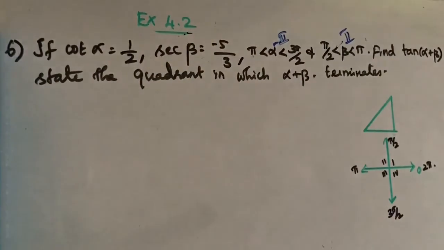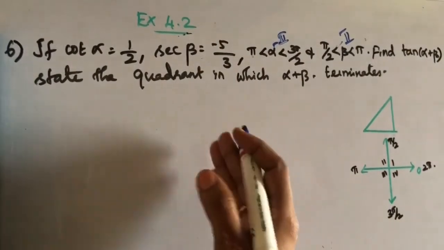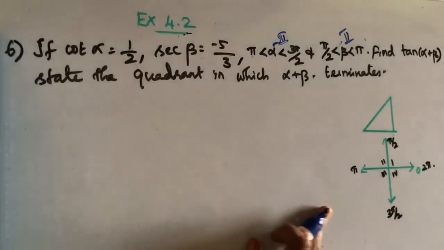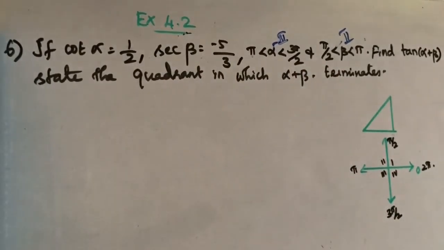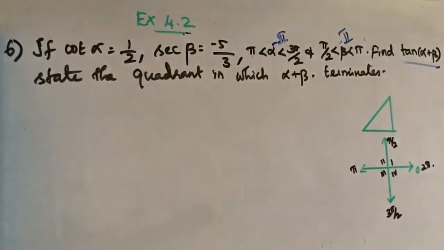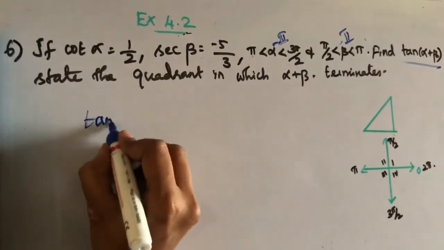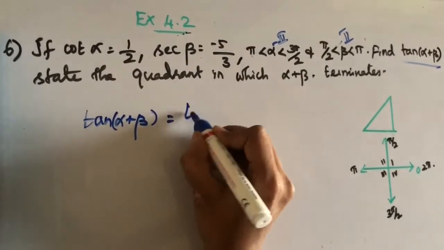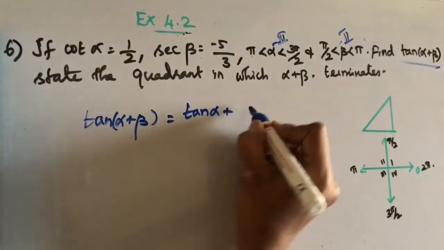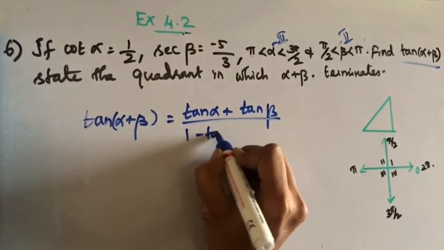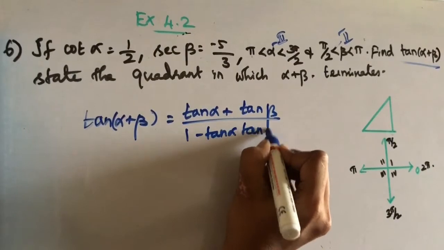To apply the sign, whether it is positive or negative, we need the quadrants. You have to watch in which quadrant that angle lies. Now we have to find tan(alpha plus beta). What is the formula for tan(alpha plus beta)? Tan(alpha plus beta) equals (tan alpha plus tan beta) divided by (1 minus tan alpha tan beta).